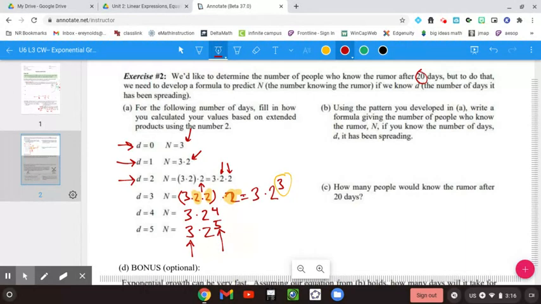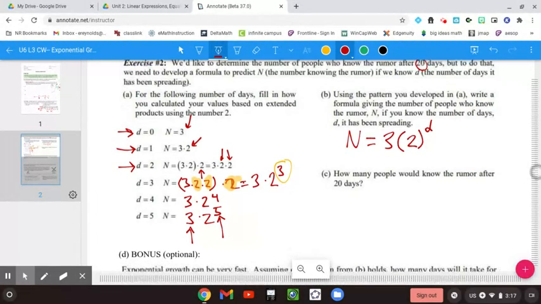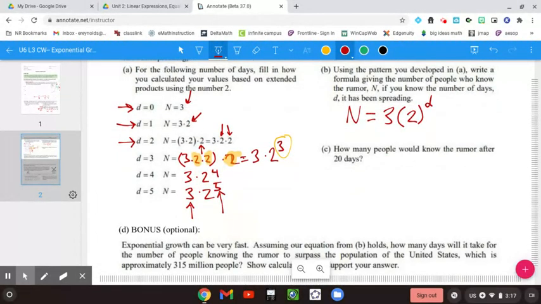So for part B, it wants us to use the pattern we developed and write a formula for the number of people that know the rumor. So the number of people that know the rumor is equal to 3 times 2 to the D power, because whatever day we're on got filled into that exponent. So how many people would know the rumor after 20 days? Well, 3 times 2 to the 20th power will give us that answer.